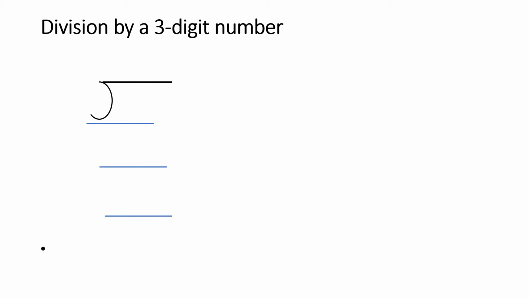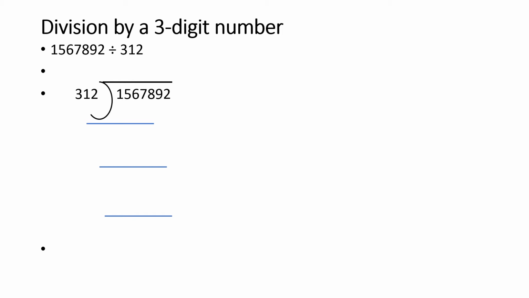Now division by a 3-digit number. Here is your question: 15,67,892 divided by 312. At first we will write the question in the form of division like this. Now again, either you have to make the table of 312 in a rough column and then perform division, or you can go through estimation. So I am going through estimation.